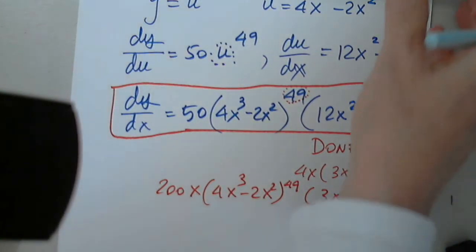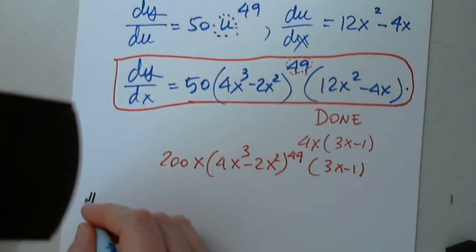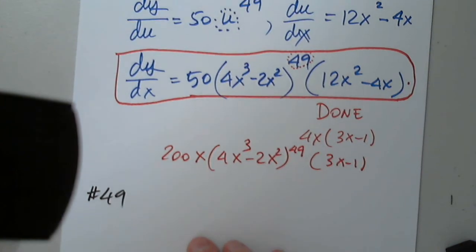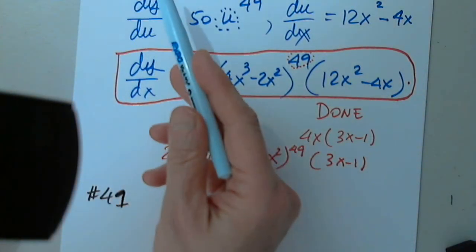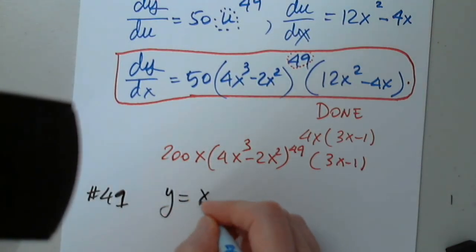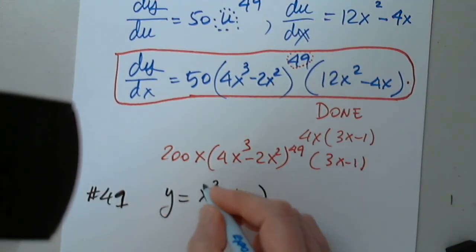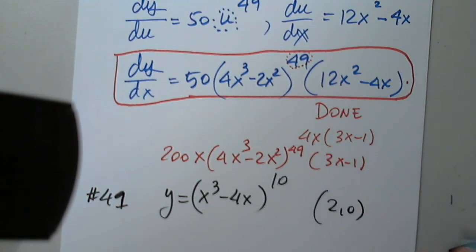So let's say 49, 41. So always remember, you can go to page 171 and suggest if you want to. Find the equation of the tangent line to the graph of y equals x to the third minus 4x to the 10th power at the point 2, 0.